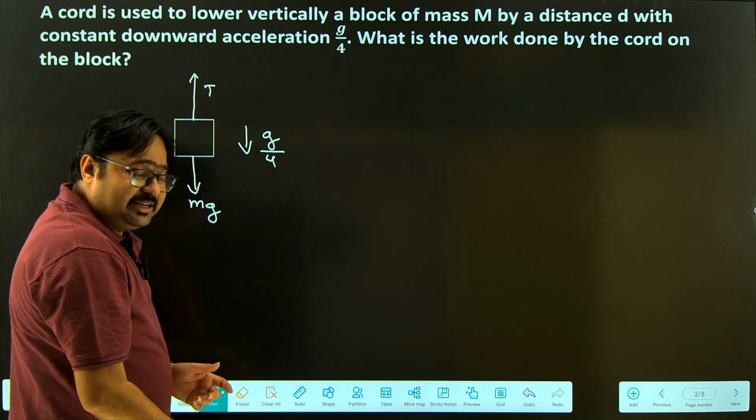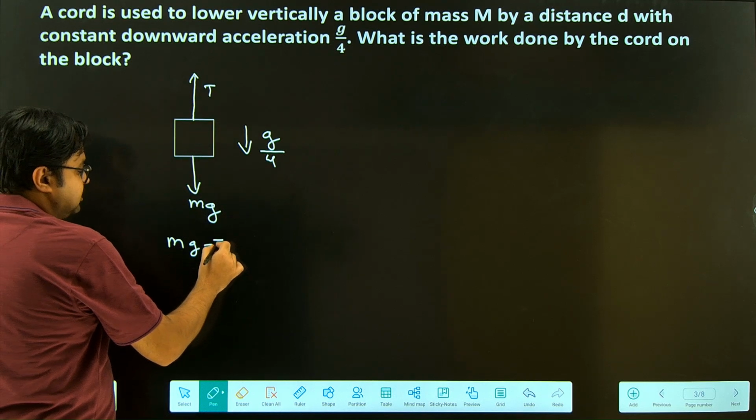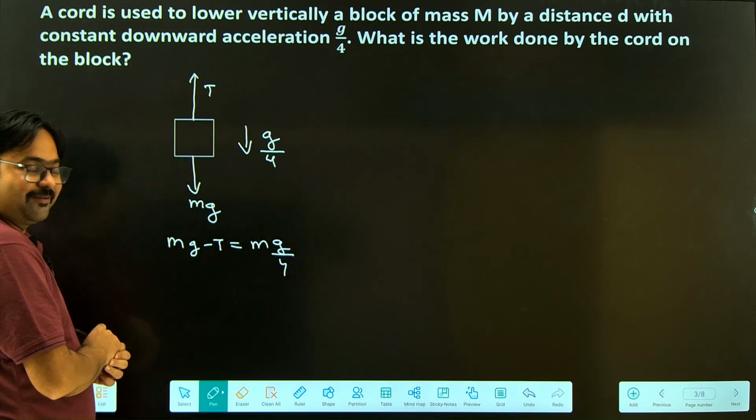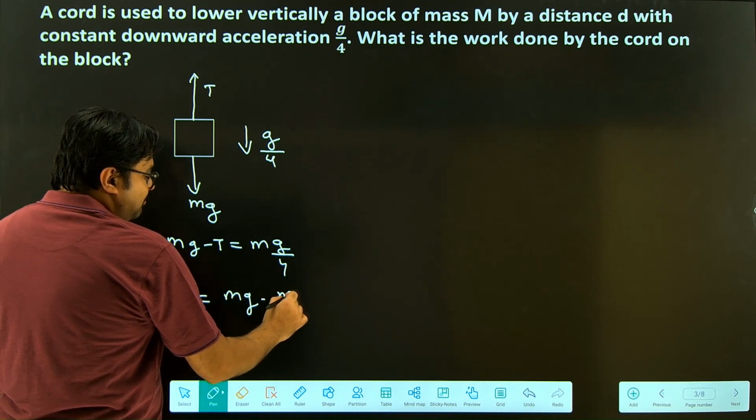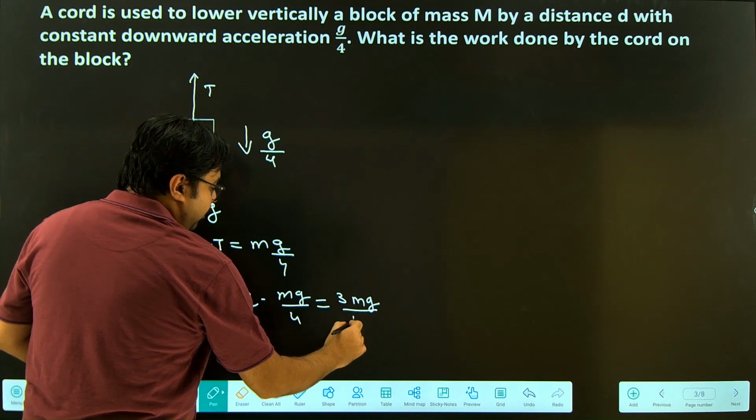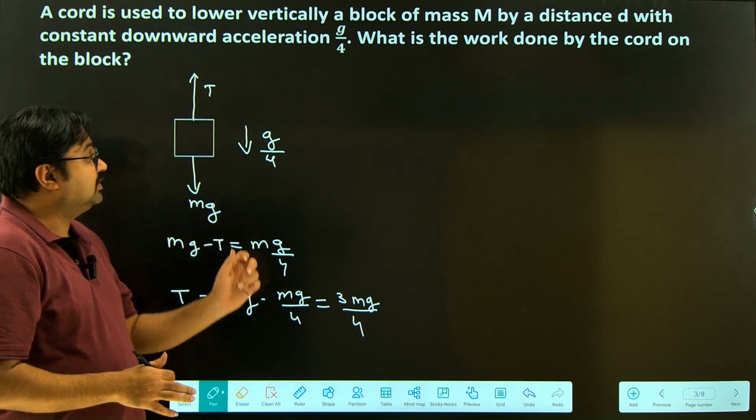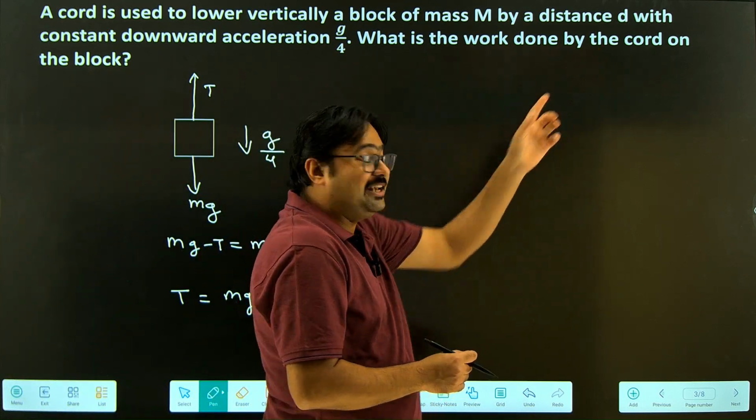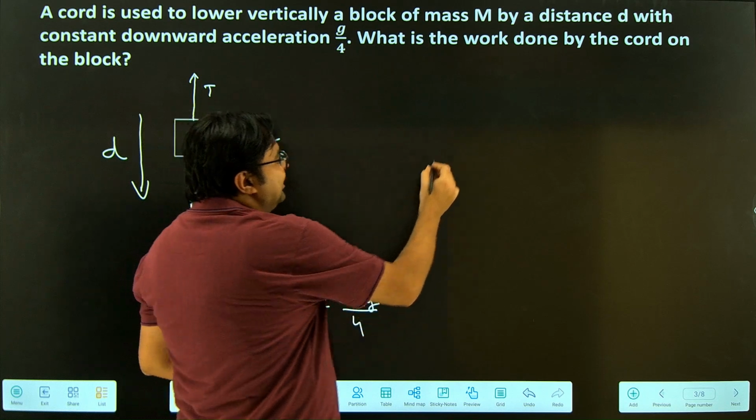If it's accelerating downward, that means mg would be greater than T. You can write mg minus T equal to m into acceleration. In this case, it's g by 4. So what would be the tension? Tension would be equal to mg minus mg divided by 4, which is 3 mg by 4. That's the tension in the string. Once you know the tension, dear friends, it is the force that's acting on the block. And the question says that the displacement of the block in the downward direction is d. It's quite easy to calculate the work done.